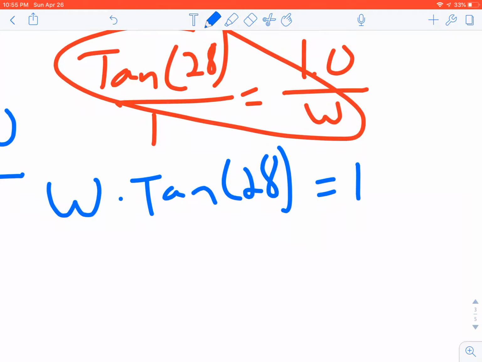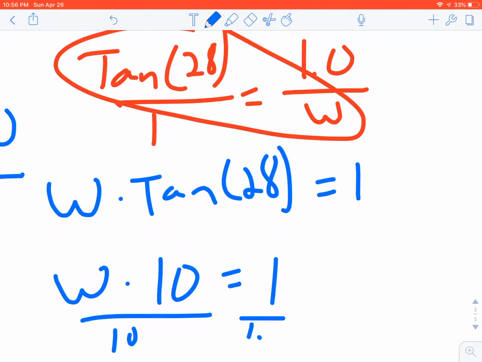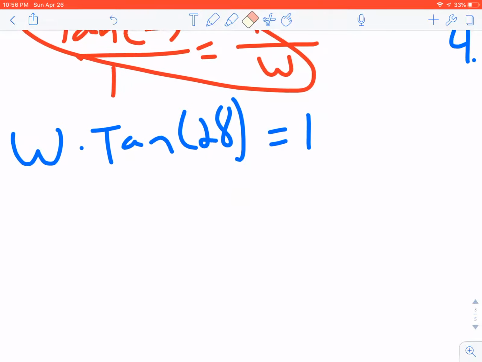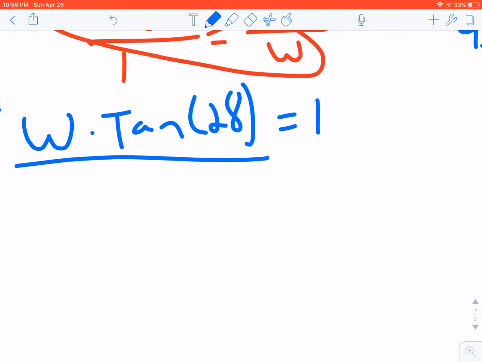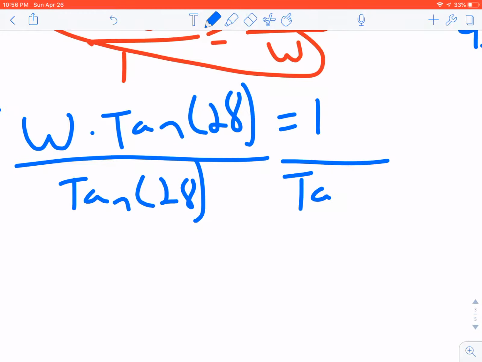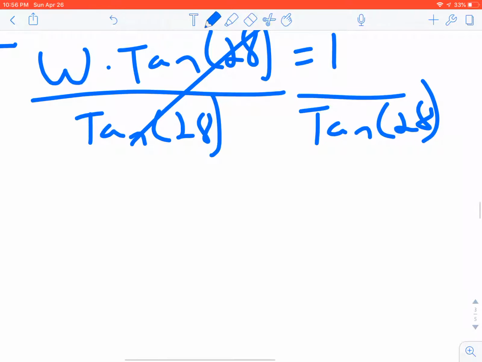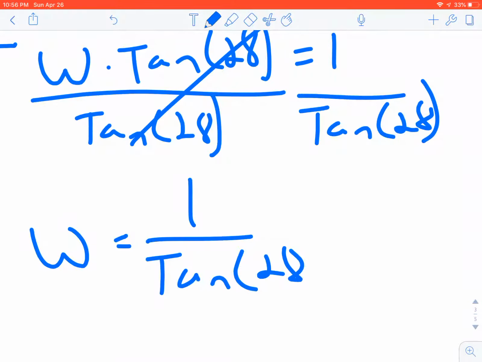Again, tangent of 28 is an ugly number, but it's just a number. Okay, so if I had given you W times 10 equals 1, you would divide both sides by 10 and you'd have your answer. Well, this works the exact same way. I'm just going to divide by the tangent of 28, which is just a number. If I divide both sides by the tangent of 28, these cancel on the left, so I have W is equal to 1 divided by tangent of 28, and when you type that into your calculator, I think you get 1.8.